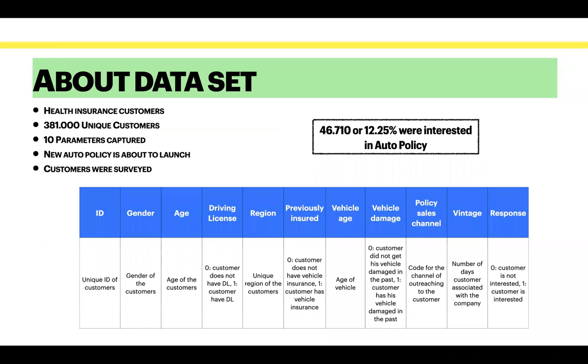A scenario: a health insurance company is about to launch a new auto policy product. In order to have a better sense of the demand, they surveyed current health insurance customers. I obtained a data set of almost 400,000 unique customers with 10 parameters in it. The survey revealed that 46,000, or 12%, of the customers were interested in buying a new auto insurance product. I denote these customers as a target market and will perform the segmentation on this subset of data.